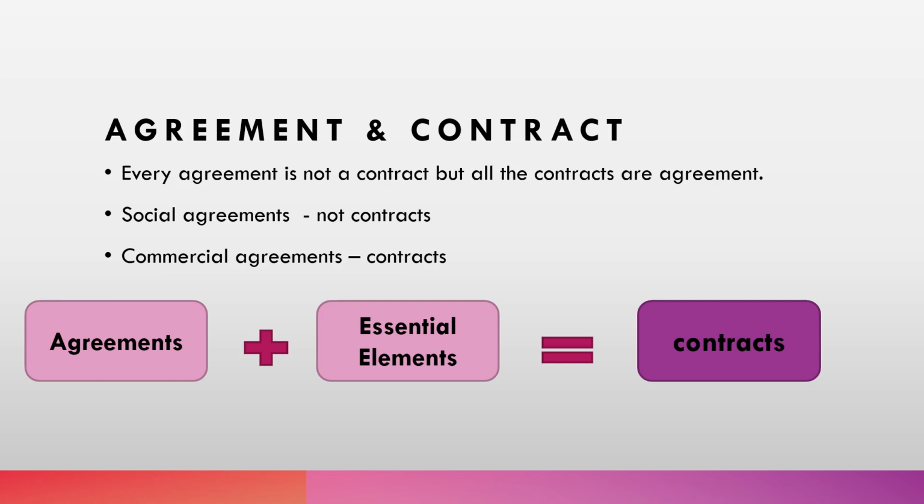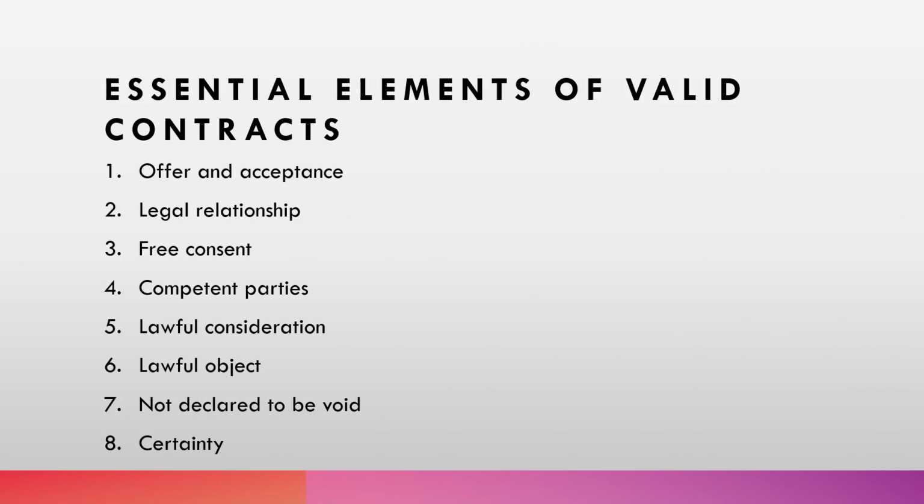Now what are these essential elements? Let's see. Essential elements of valid contracts. First is offer and acceptance. So, what is offer and acceptance? Suppose there are two parties. One party is offering something, and at the same time, the other party should accept that agreement. Both the parties should agree on the terms and conditions, where one is offering and one is accepting. So this is very important for a valid contract.